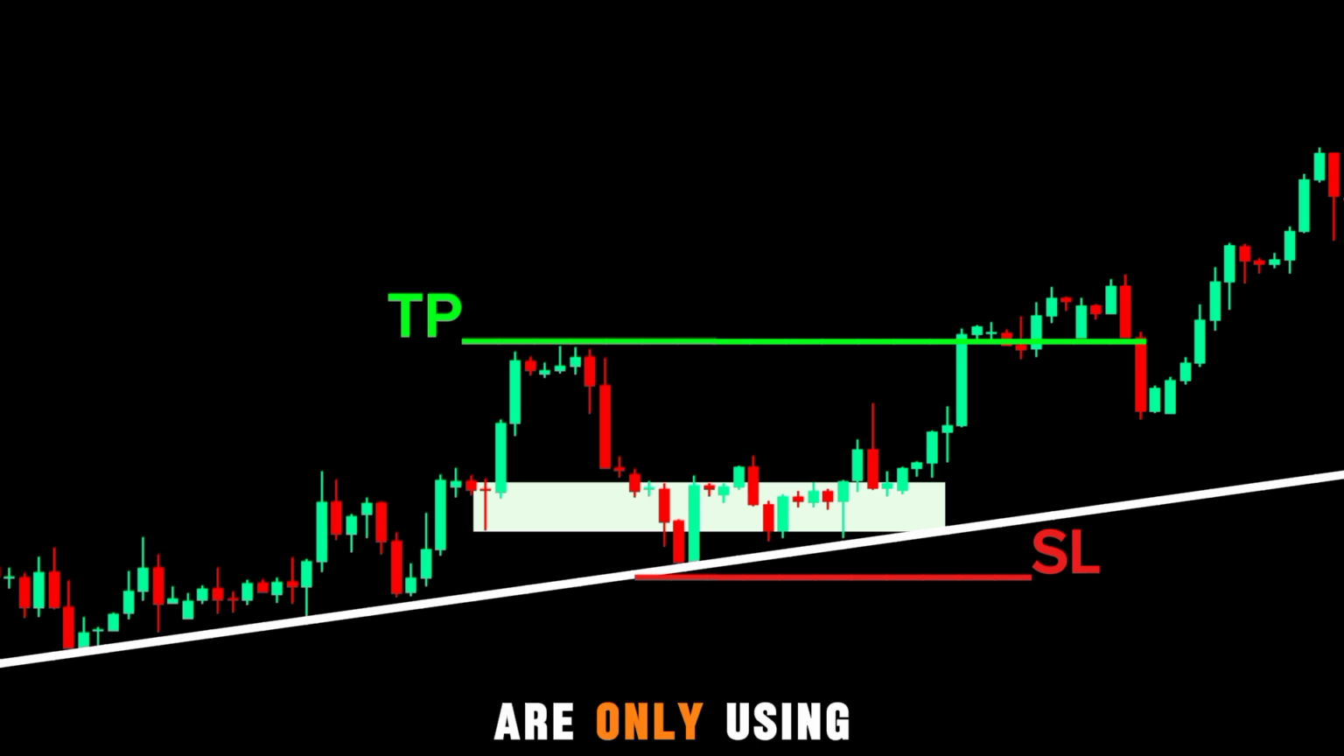Remember that we are only using this strategy on one time frame. This strategy is not to be used with top-down analysis. Focus on just one time frame.